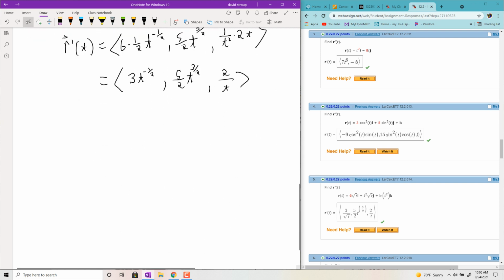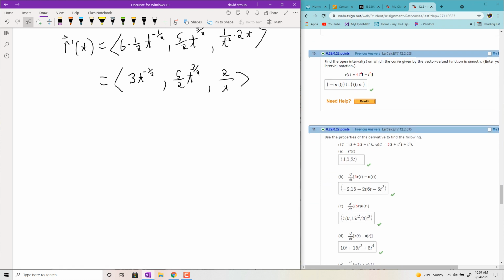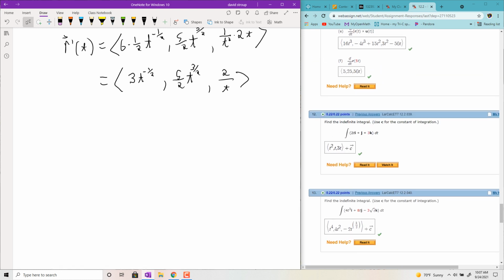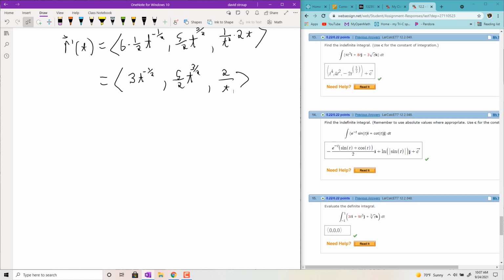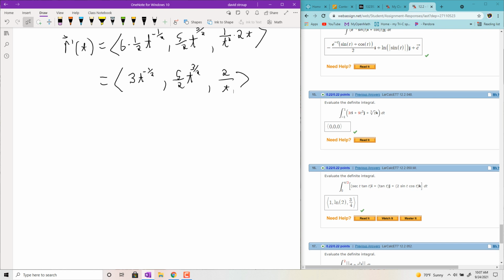Okay, let's look at an integral. Let's try number 16. I won't be asking for smoothness. It comes up, but not as much as we would think. It's usually just an assumption. We assume we have smoothness. 16, we have a definite integral.